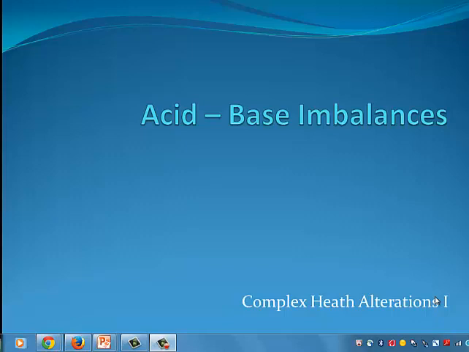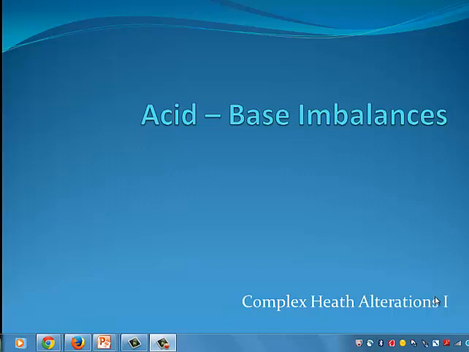Acid-base imbalances. We're going to talk a little bit about an overview of the acid-base physiology before we get started looking at evaluating arterial blood gases. First, the nature of acids and bases. An acid is a substance that releases hydrogen ions when dissolved in water. A base is a substance that will bind to the hydrogen ion when it's dissolved in water.